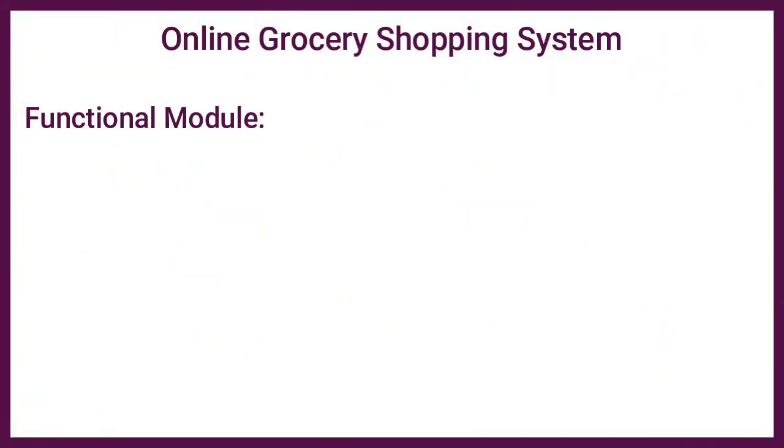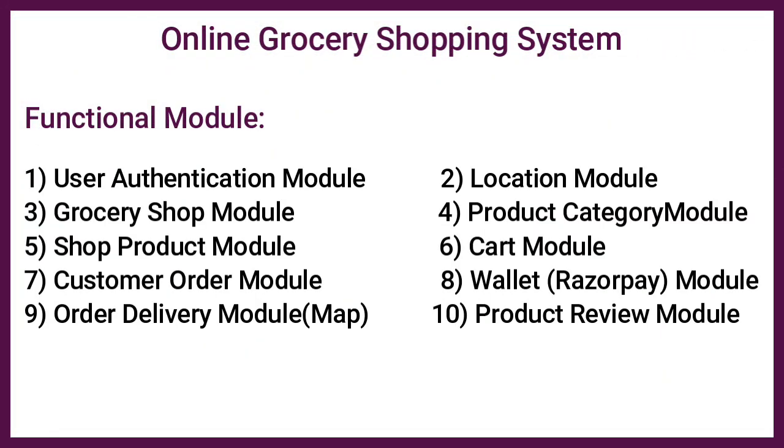Functional modules present in the project. The very first and very important functional module is the user authentication module. Second, we have the location module. Then we have the grocery shop module, then the shop product category module. Then the shop food module. Then we have the cart module on the customer side, the order module, the wallet module, and the last and very important module is the order delivery module. And also we have the product review module.